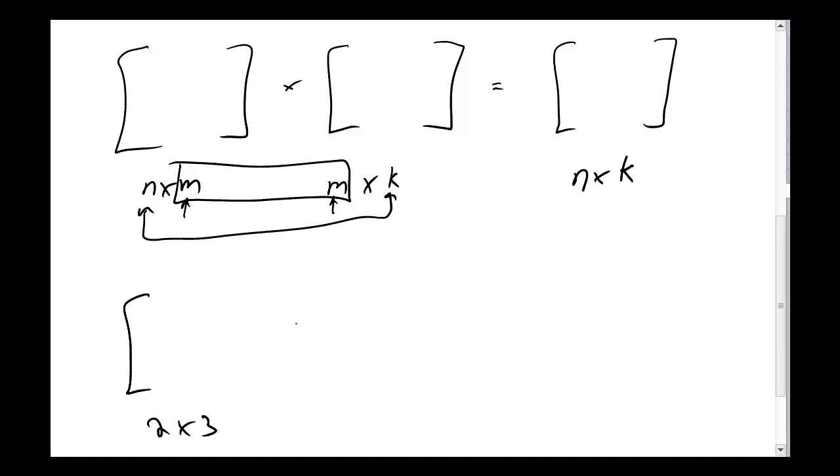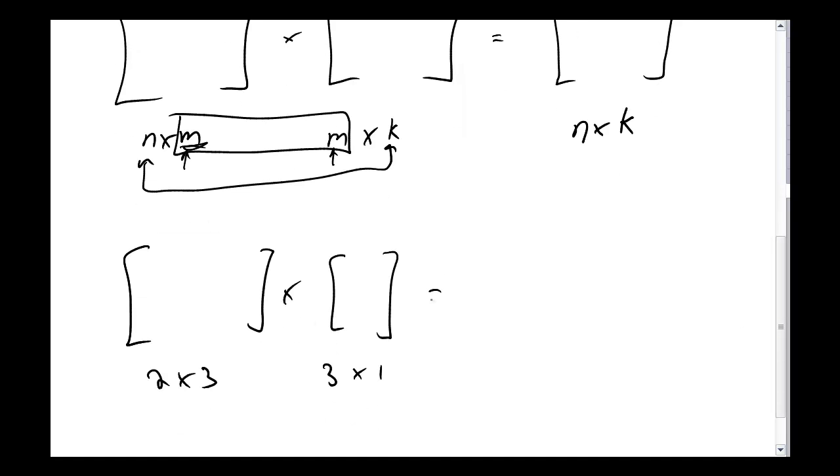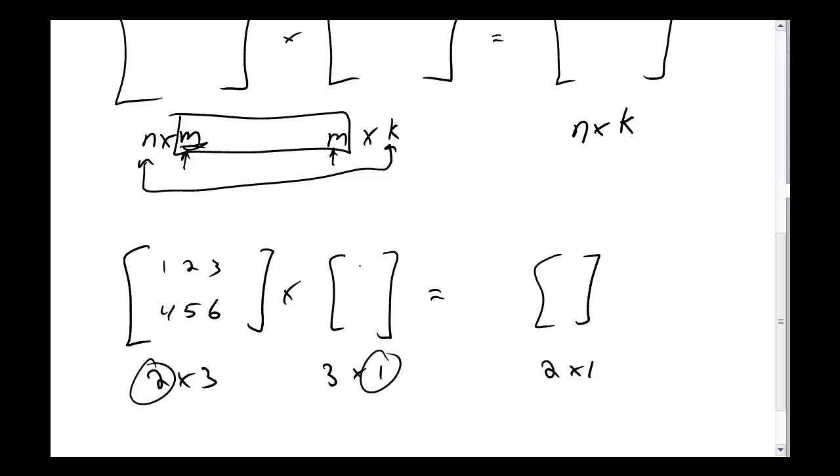I'm going to pick for myself a 2 by 3 matrix. Because I picked to have 3 columns on my first matrix, this means that I have to have 3 rows on my second matrix. And once I've picked these things, this tells me already what my answer matrix is going to be. It's going to be a 2 by 1. It's going to have 2 rows and 1 column. So I fill in my 2 by 3 matrix, and I pick my 3 by 1 matrix.